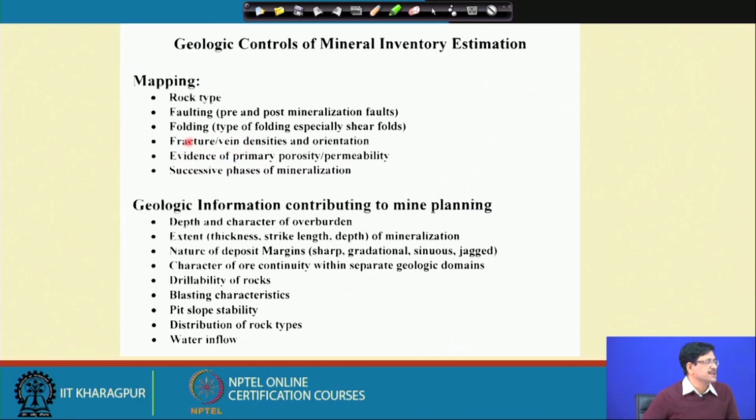Fracture densities, fracture and vein densities and their orientation. Similarly, it has to be worked out which particular orientation of the veins is more mineralized than the other, how the fracture density controls the mineralization, and the evidence of primary porosity or permeability that would have affected the focusing of the fluid movement.